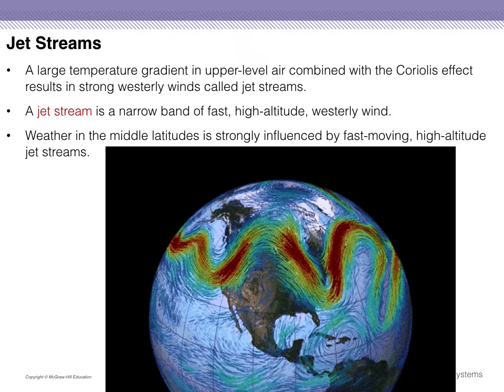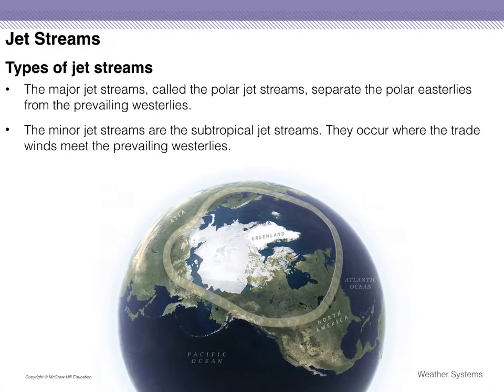A large temperature gradient in the upper level air combined with the Coriolis effect results in strong westerly winds called jet streams. A jet stream is a narrow band of fast high-altitude westerly wind. Weather in the middle latitudes is strongly influenced by these fast-moving high-altitude jet streams. The major jet streams, called polar jet streams, separate the polar easterlies from the prevailing westerlies. A minor jet stream, known as the subtropical jet streams, occur where the trade winds meet the prevailing westerlies.